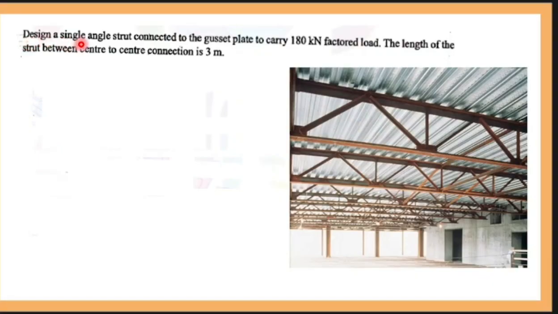Design a single angle strut connected to a gusset plate. What do you mean by gusset plate? You can see here, there is a plate which connects three members, 1, 2 and 3. So these three members are being connected to this plate. The major member is the bottom chord. In this bottom chord, this will be welded, or you can make it a bolt.